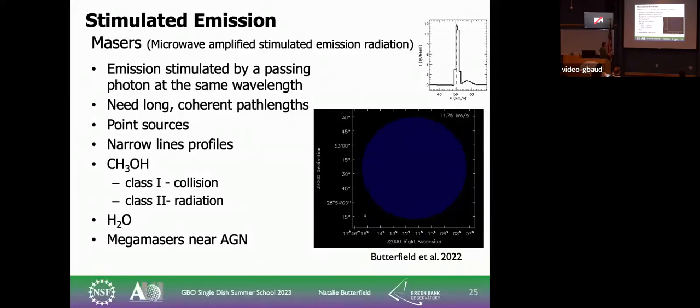And then you can also get mega masers near AGN that have been observed as well. Mega masers are thought to be really energetic masers observed near the nuclear region of distant galaxies.